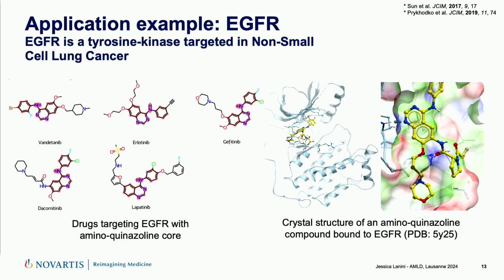Now, just a concrete example from the public domain, just to show you generative chemistry in action somehow. This is an example of EGFR. So EGFR is a tyrosine kinase targeted in non-small cell lung cancer, and we basically started by using specific drugs that were targeting EGFR with a specific core that we were interested in. In this case, it's the aminoquinazoline core. And for this specific target, we also have an X-ray structure. In this case, we have the EGFR bound to such a compound with the aminoquinazoline core.